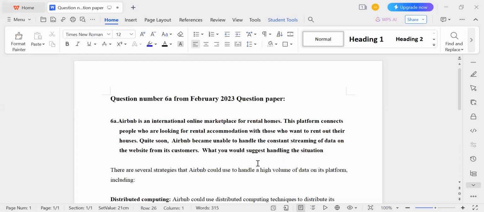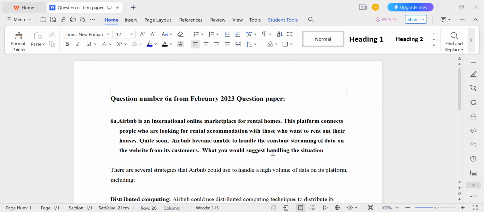And this is question number 6A from the February 2023 question paper. The scenario is given based on Airbnb, an international online marketplace for rental homes. The question is asking about Airbnb having some trouble because too many people were using their website, and it could not handle all the information from the users. So it is asking for suggestions on how to fix the problem and how to make the website work well even with a lot of users.